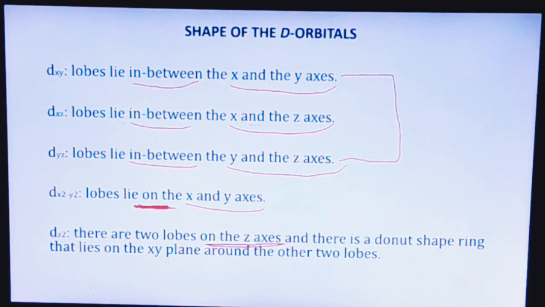So if the ligand is coming in that particular geometry, then they will have a higher interaction with the ligand. But if the ligand is coming on the x, y, and z axis, then the dx²-y² and the dz² will have a greater interaction with the ligand. But if the ligand is coming in between the axes, then dxy, dxz, and dyz will have higher interaction with the ligand.